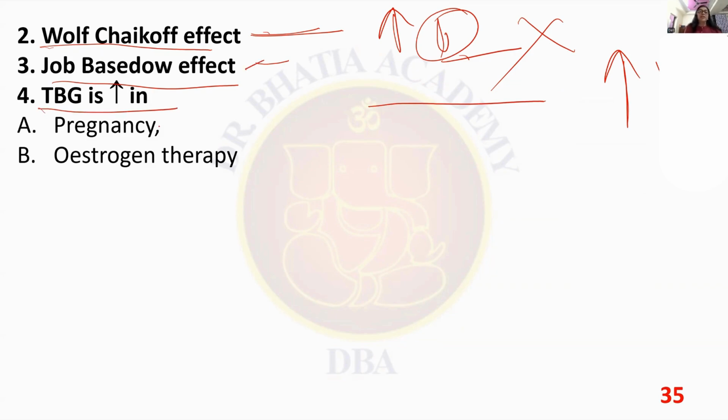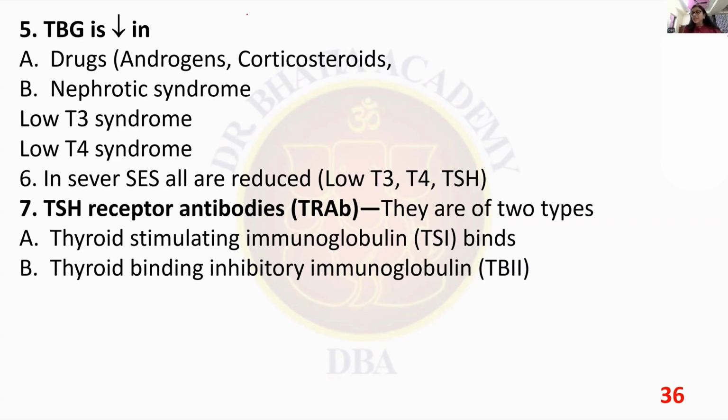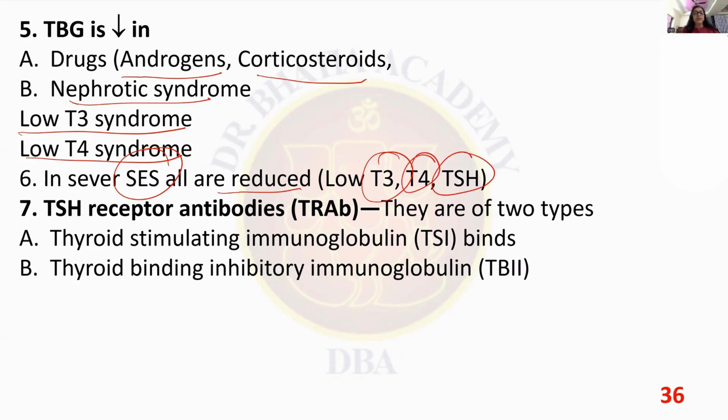Thyroid binding globulin is increased in pregnancy and OCPs. Thyroid binding globulin is decreased in hypoproteinemic conditions like nephrotic syndrome, cirrhosis, and drugs like androgens and corticosteroids. Low T3 syndrome, low T4 syndromes: in sick euthyroid patients, all are reduced. Everything will be in the middle range.